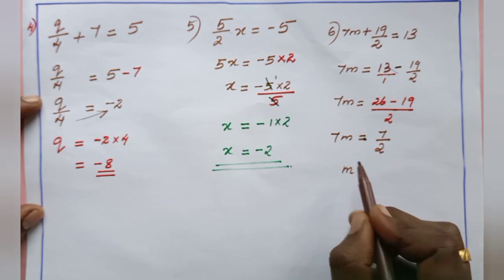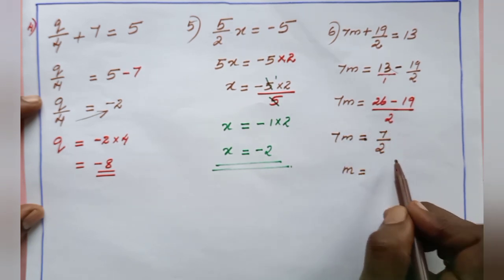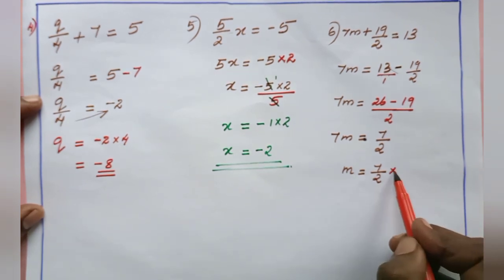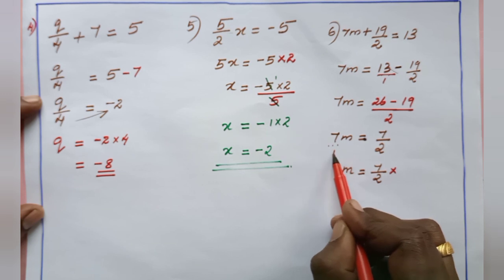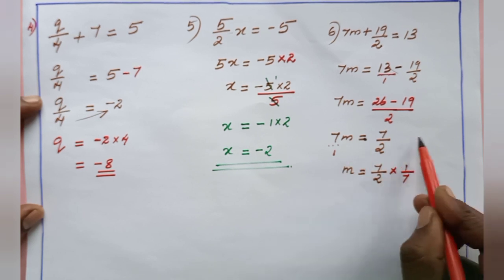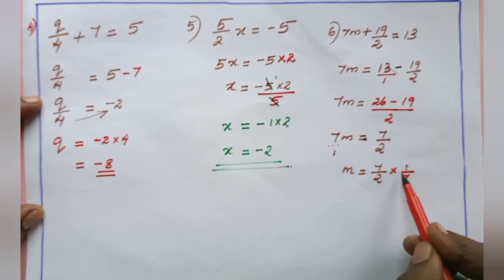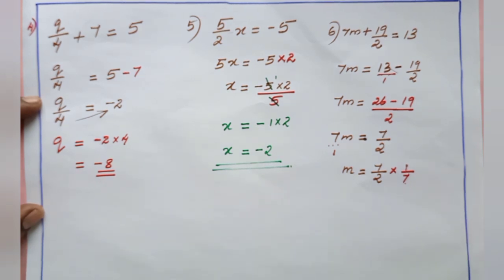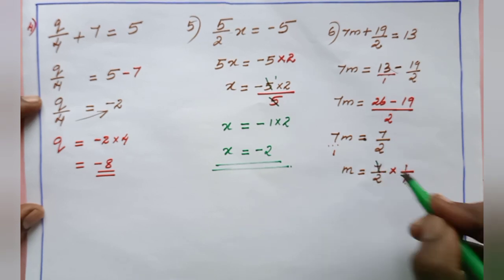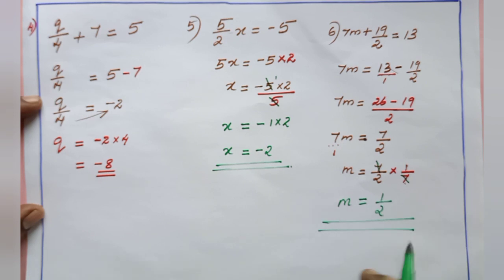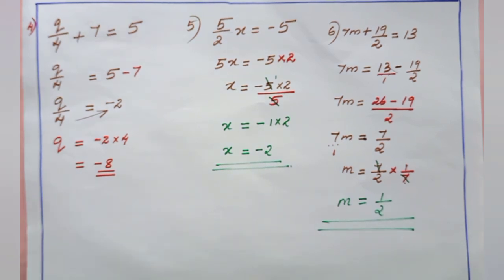So m equal to 7 by 2, and taking the 7 from the left side into division, it becomes 1 by 7. So we can cancel this 7 and that 7. We get m equal to 1 by 2. That is the solution of this equation. Okay.